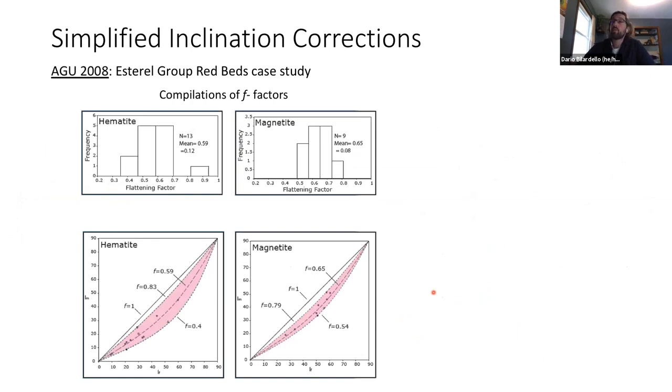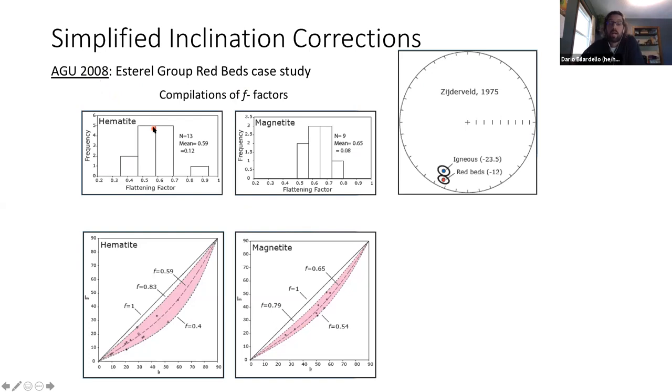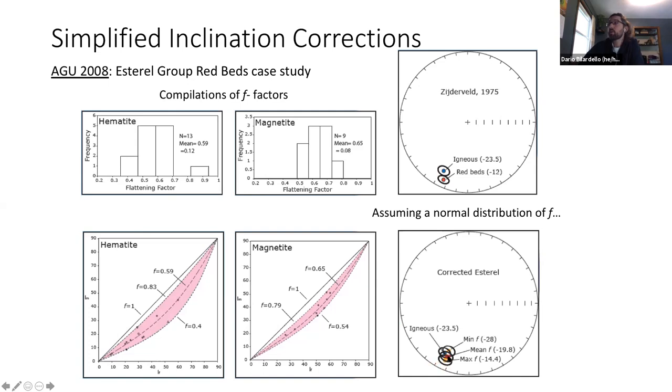And then lastly, the last thing I want to talk about is simplified inclination corrections. These have become fairly popular somewhat recently. I have been talking about them since at least 2008. This is an example I presented at AGU, where based on distributions of measured F factors for hematite and magnetite, you're probably familiar with this figure, you can use a mean value to correct the inclination of a rock formation. I use the example here by Zeiderfeld of Diesterel red beds, where the red beds are shallow with respect to igneous rocks. And assuming a normal distribution of F, we use the mean value and we fully restore the inclination of the red beds to that of the igneous rocks.